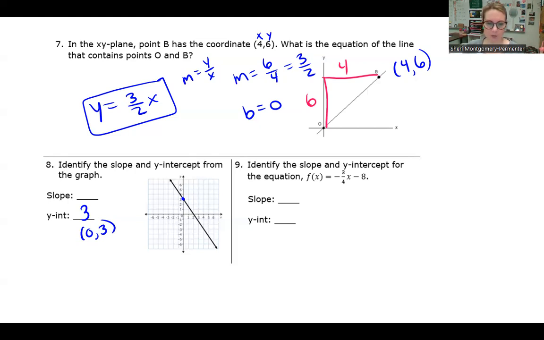To find my slope, it doesn't really matter which other point you pick, but you've got to pick another point where it crosses exactly on one of the coordinate corners. So you could use this point right there. It crosses exactly right there.